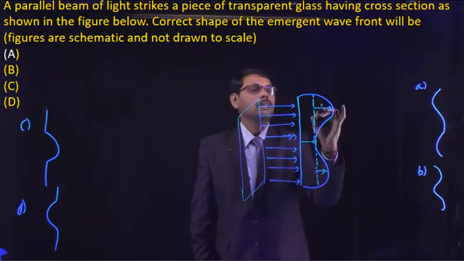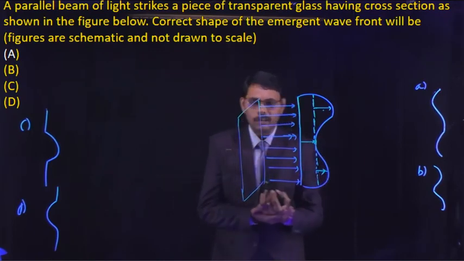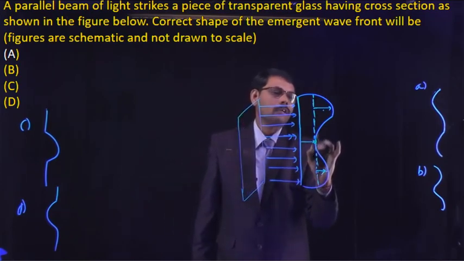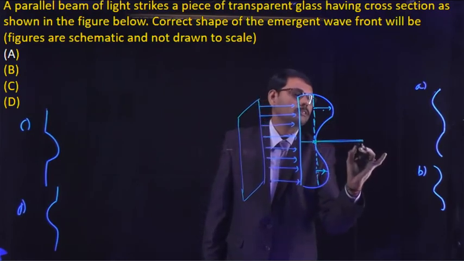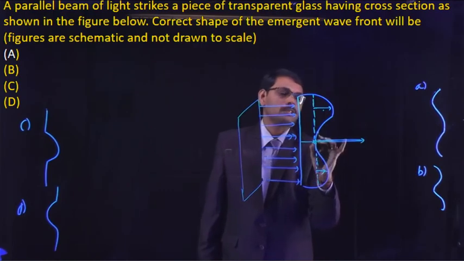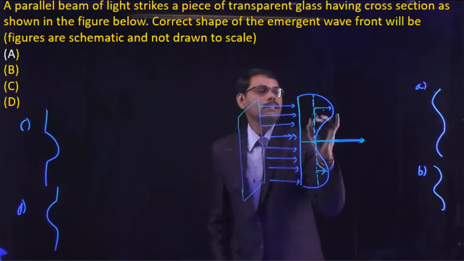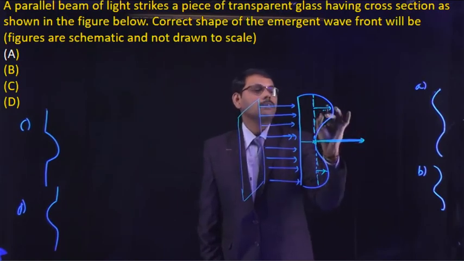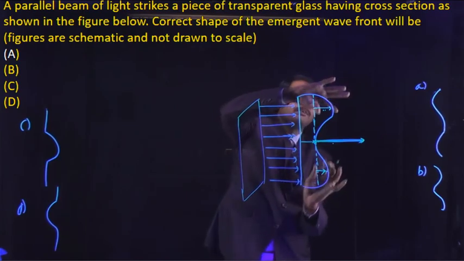The light which emerges out at this spot now has the velocity in the air medium. Velocity in air is definitely more than velocity in glass. So in the same interval of time, the light travels more distance in air, whereas light still continuing in the glass has less velocity, so it travels less distance. This is the distance traveled in glass, and this is the distance traveled in air.